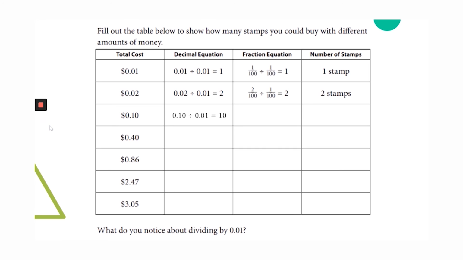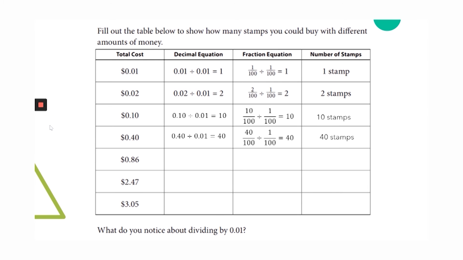Okay, so you should have for your decimal equation 10 hundredths divided by 1 hundredth equals 10. And for your fraction equation, 10 hundredths divided by 1 hundredth equals 10. You could buy 10 stamps if you had 10 cents. Now what about if you had 40 cents? Go ahead, write it down. Here's your decimal equation. 40 hundredths divided by 1 hundredth equals 40. Fraction equation, 40 hundredths divided by 1 hundredth equals 40. So you could buy 40 stamps.